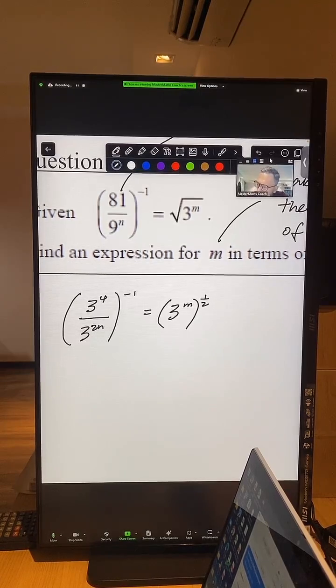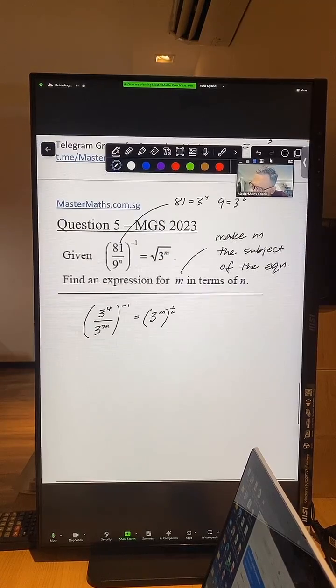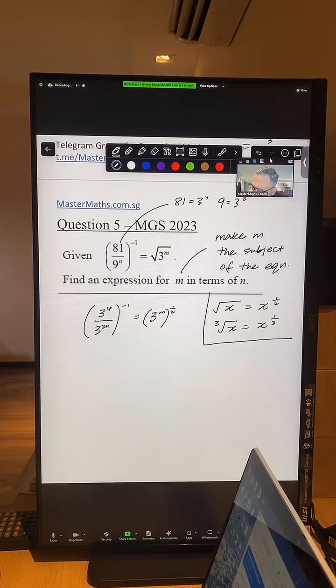Okay? Because, always remember guys, this is something very crucial you all need to remember. Square root of x is the same as x to the power of half. Cube root of x is the same as x to the power of one third. So these are things that need to be in your memory bank basically. When you do indices, you need to remember all this. Okay, now it looks a lot better, not so complicated.